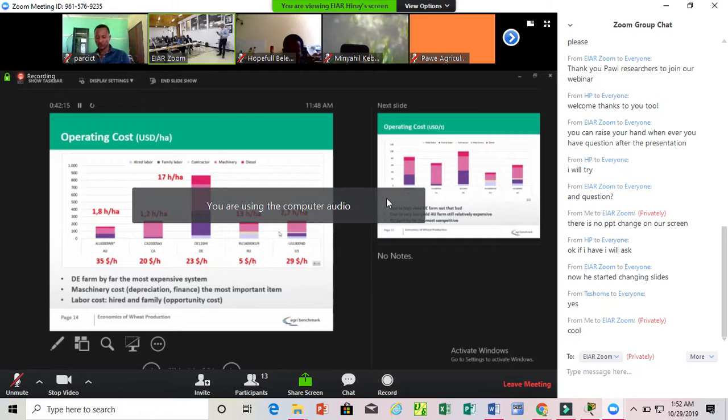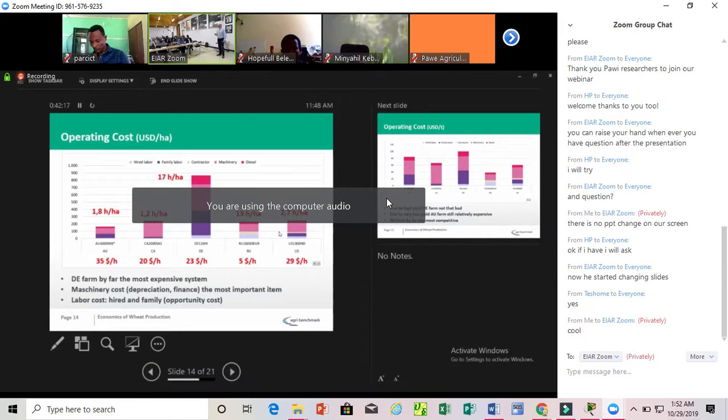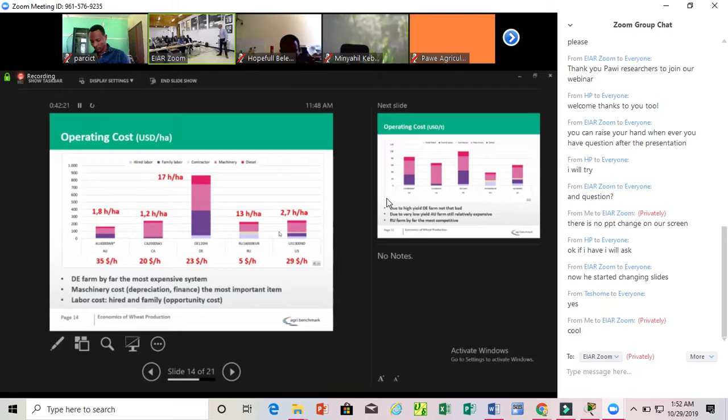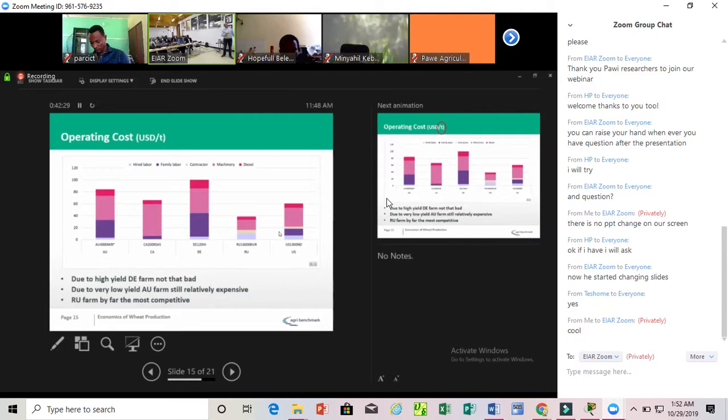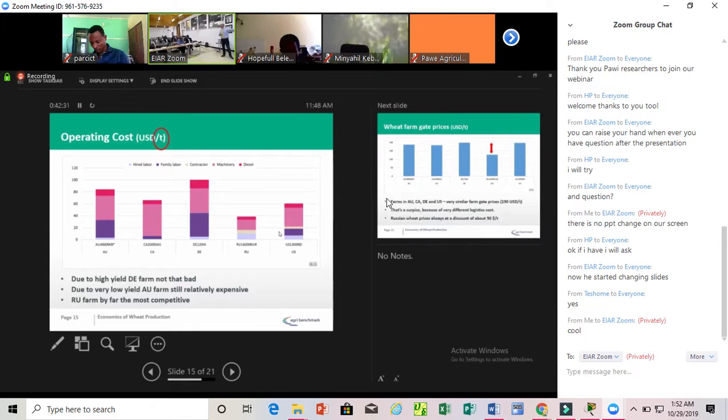That gives you an idea how these figures have been constructed. Yeah, and now again, looking at the per ton perspective of operating cost. So this very expensive German system is still not the cheapest one, but it's still not way off, I would argue.